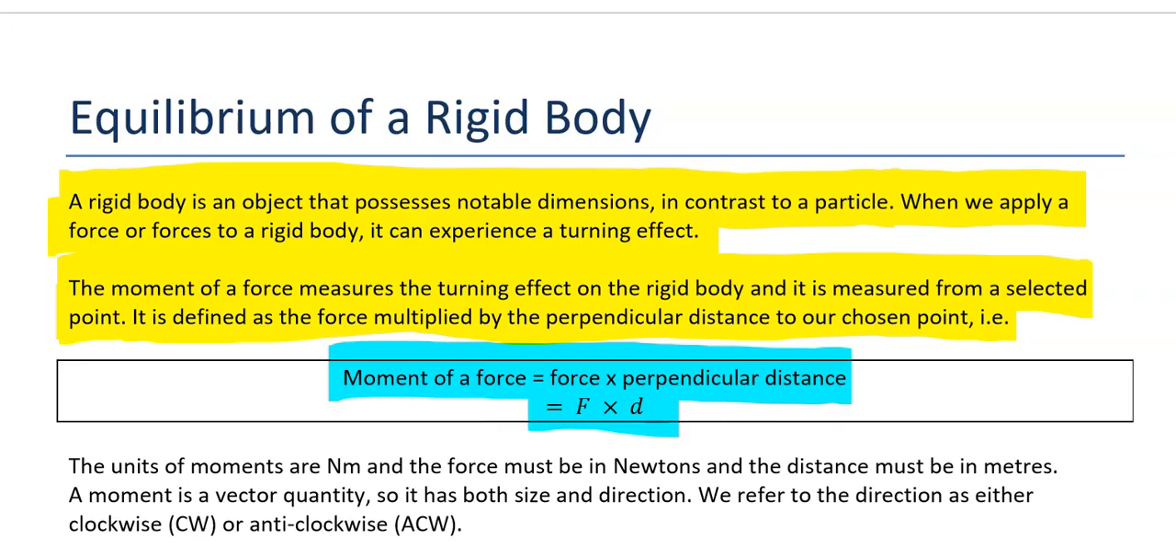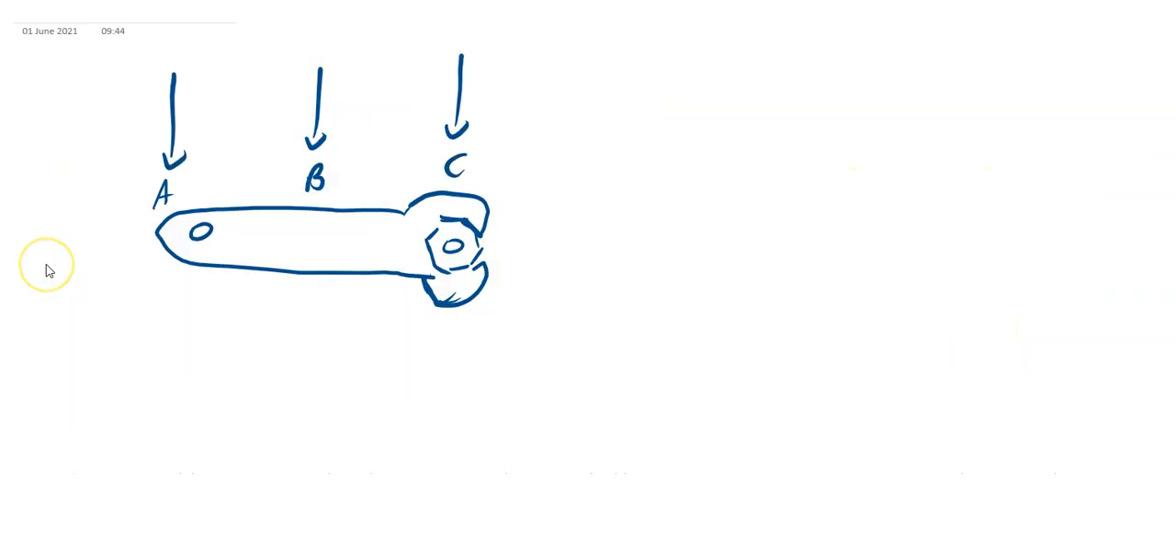I'm going to do a diagram of a spanner, something we are familiar with. Moments are something you naturally understand. It just gets a wee bit more complicated when we apply mathematics to it. Okay, here we have a very bad drawing of a spanner trying to loosen a bolt. So you've got A, B and C. These are your options of where you want to apply a force.